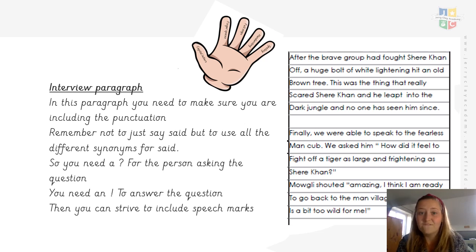Let's just read it out again. Finally, so I've already got my time adverbial there, we were able to speak to the fearless man cub. We asked him, how did it feel to fight off a tiger as large and as frightening as Shere Khan? Question mark. Mowgli shouted, amazing! I think I'm ready to go back to the man village though. The jungle's a bit too wild for me, with an exclamation mark. Okay, so now you've done your second paragraph, you can finish off with your interview. You can maybe even strive to include some speech marks as well, just like you did yesterday. Keep up the hard work, have a go, and come back to me.